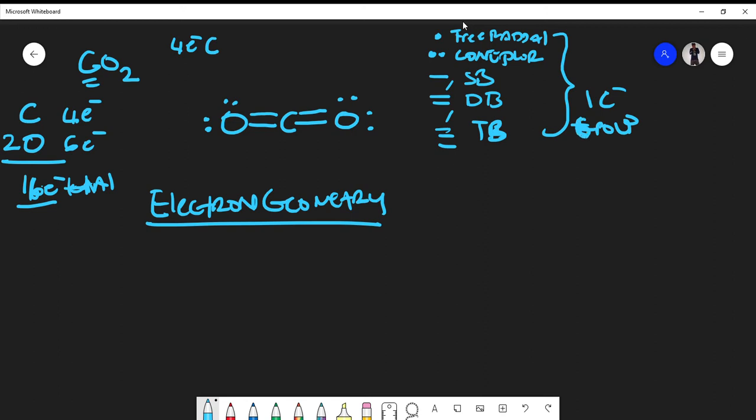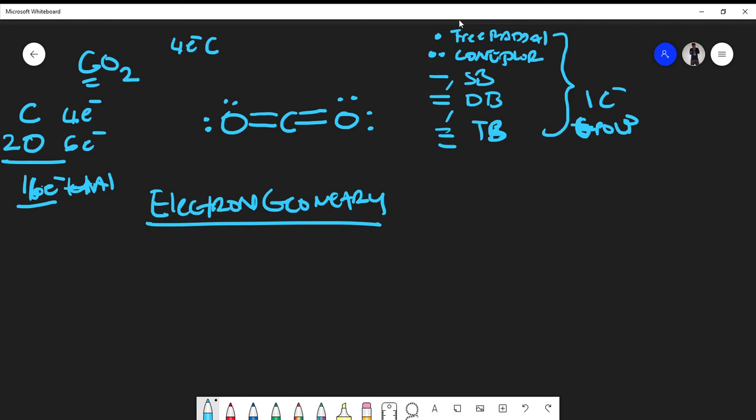So all of these, it doesn't matter if it's a single bond, a triple bond, a double bond, or a lone pair or just a free radical, it still counts as one electron group. So how many electron groups do we have around the central atom? In this case, we only have one, which is right here, and then another one. Remember, one double bond, like we said, counts as one electron group. So this becomes 1, 2.